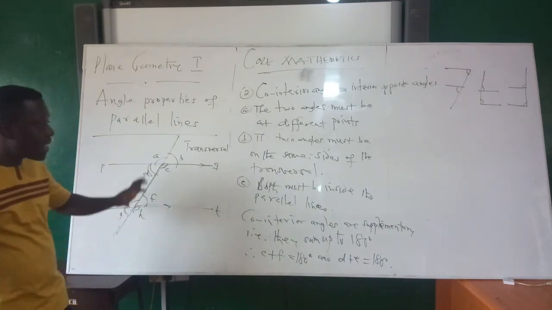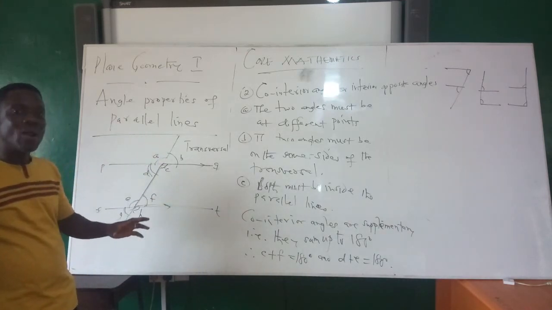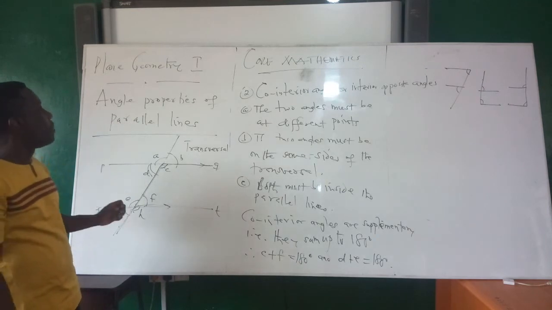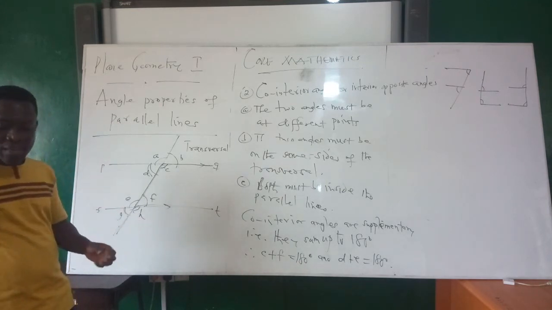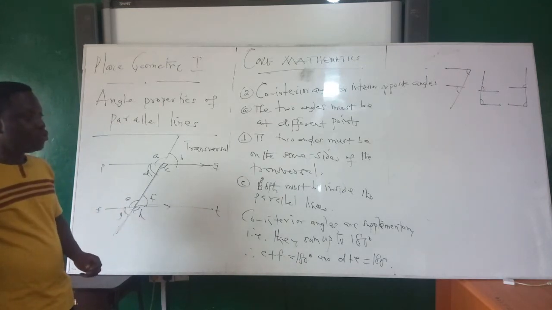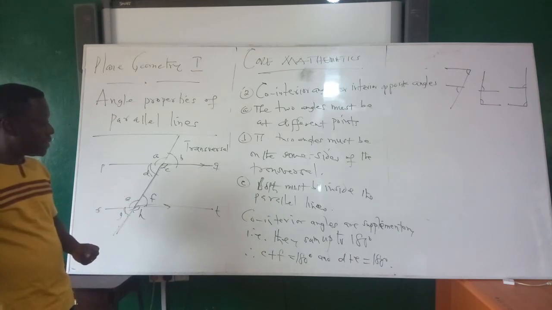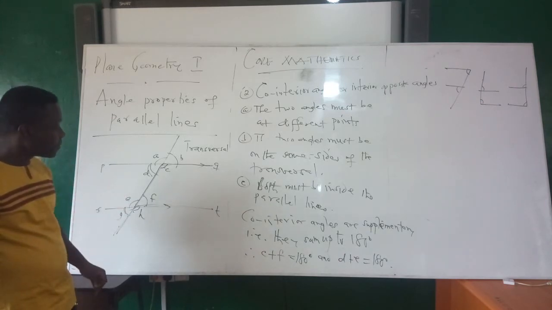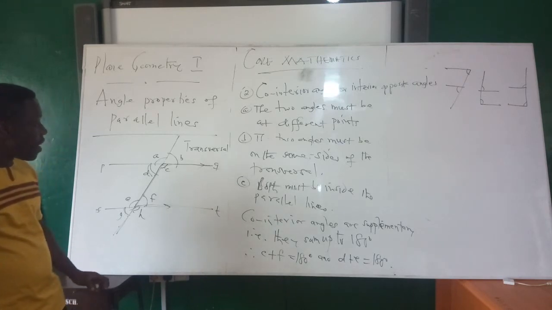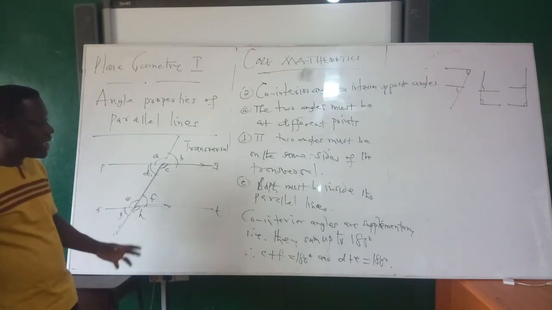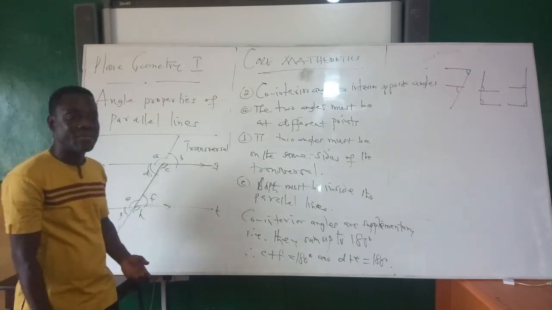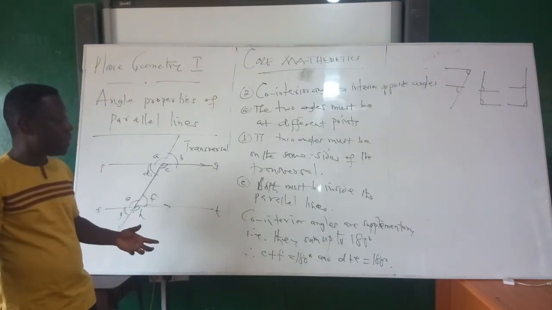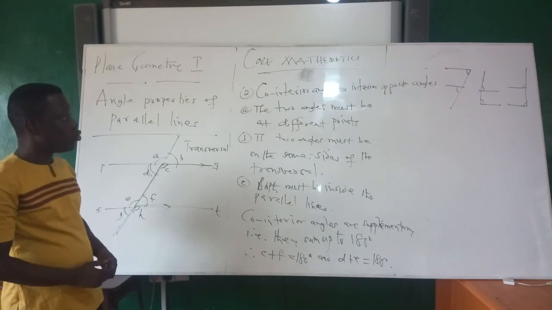So in short, those are the three basic properties that we are supposed to be familiar with concerning parallel lines. These three properties are what we refer to as angle properties of parallel lines. Please take note to imbibe it, and know it very well. You should be able to state them. Fortunately, these ones are very simple. State them and be able to apply them to solve questions.